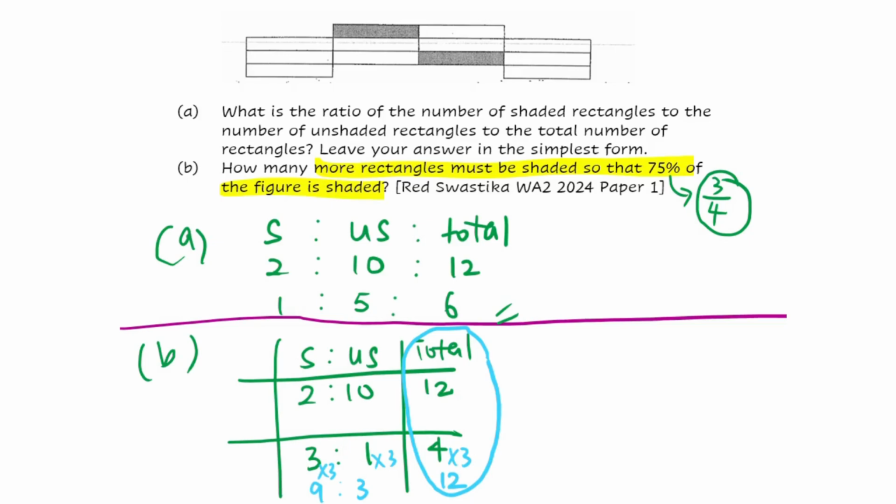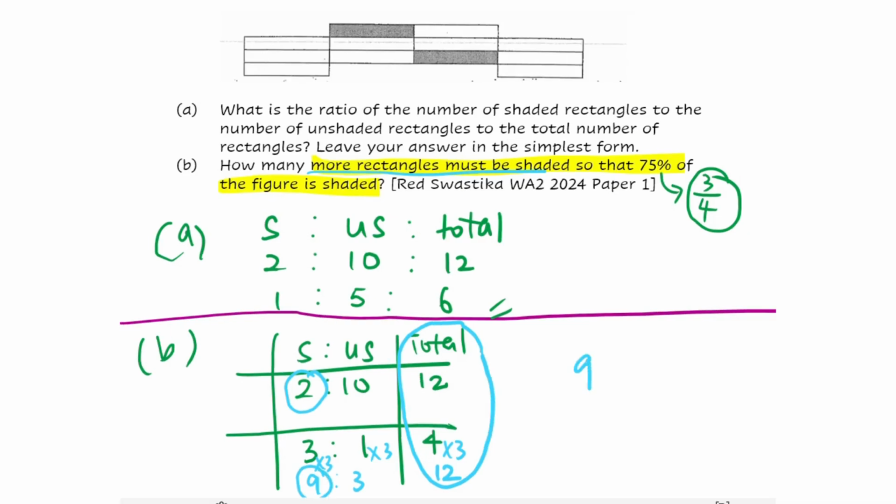So to find how many more rectangles need to be shaded, we can compare the shaded at first with the shaded in the end. Use 9 to subtract 2, and that gives us an answer of 7. So 7 more rectangles need to be shaded in order for the figure to be 75% shaded. So the answer for part B is 7 more rectangles.